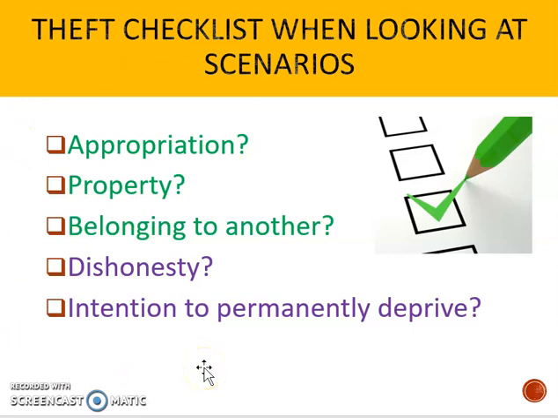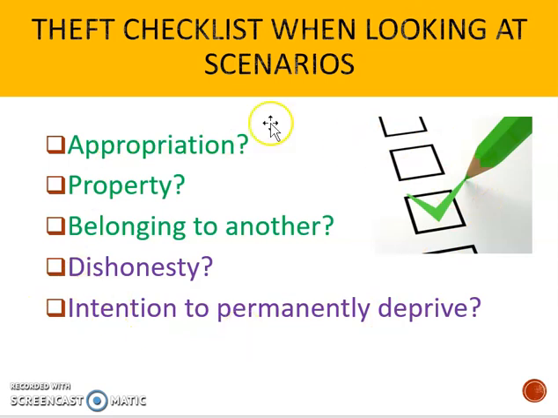So whenever you're looking at a scenario, you need to look at it in terms of the actus reus, which is green, and the mens rea, which is purple. So think to yourself, do I have an appropriation? And if so, where? Do I have property? Or is it something that's not capable of being stolen? Does it belong to another? Do any of those special situations apply? Was the person dishonest? Thinking about the 3 situations under section 2.1. I'm thinking about the reasonable man. Would they think it was dishonest? And do they have intention to permanently deprive?